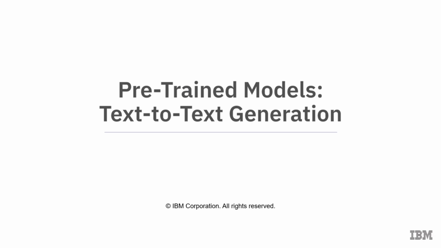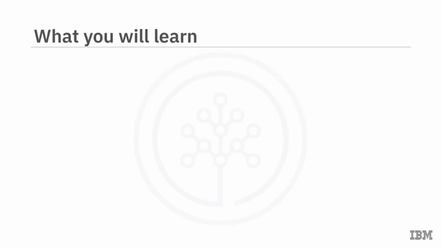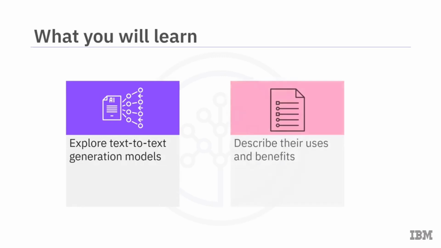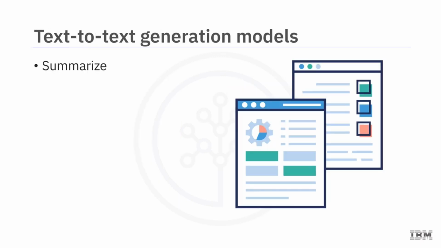Welcome to Pre-trained Models, Text-to-Text Generation. After watching this video, you'll be able to explore the different models used for text-to-text generation in generative AI. You'll also be able to describe the uses and benefits of these models. Summarize, code, translate, create content. These are just some of the things that text-to-text generation models can do for you.